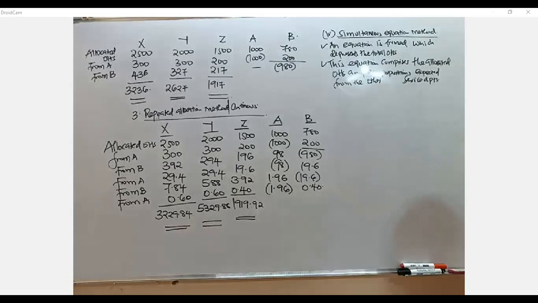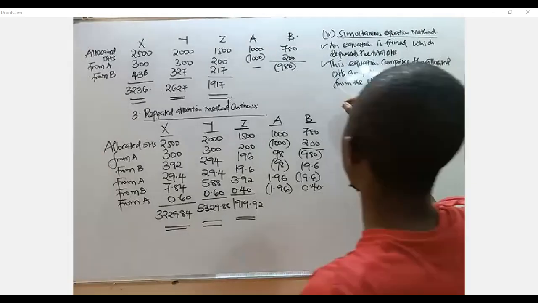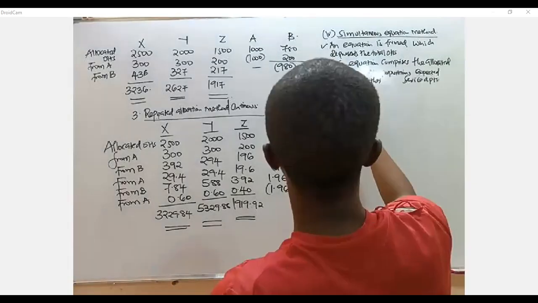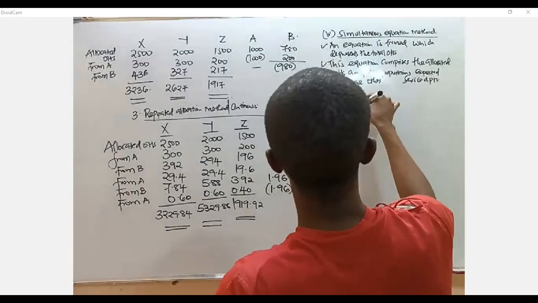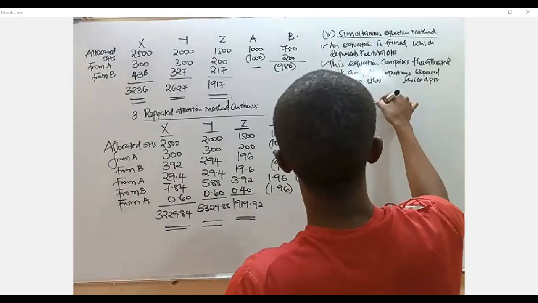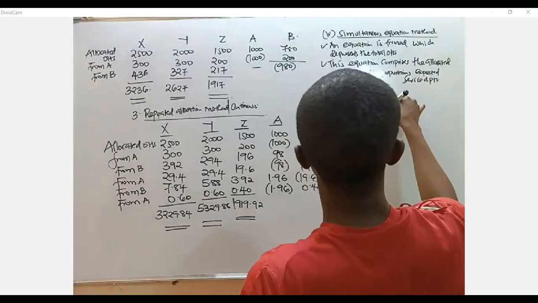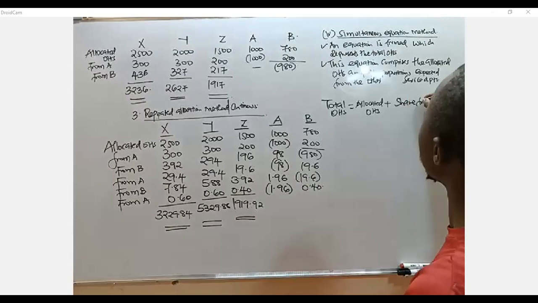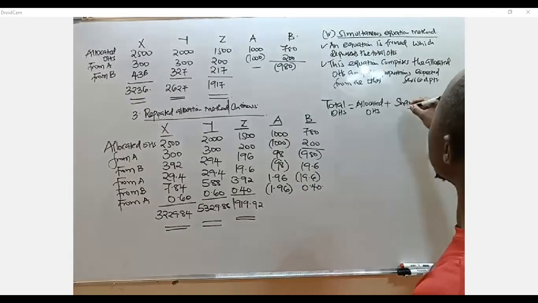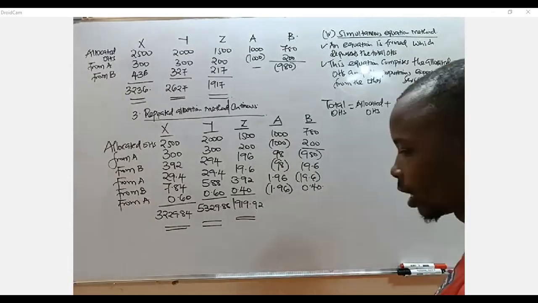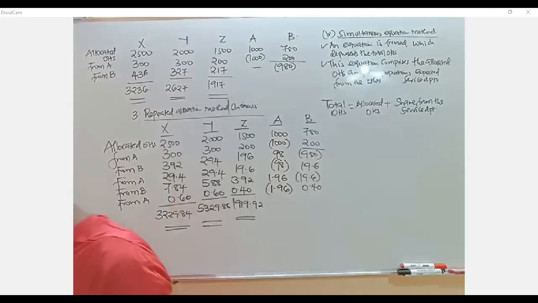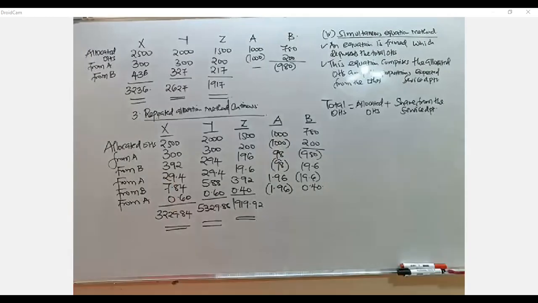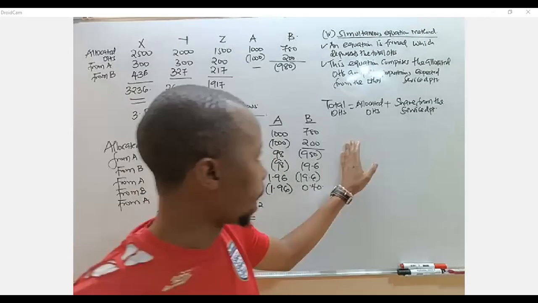The total overheads of ours, we normally take the allocated overheads plus the share from the service department. What does this mean? It is very simple. You come here because we want to come up with an equation, right? There you want to formulate an equation.